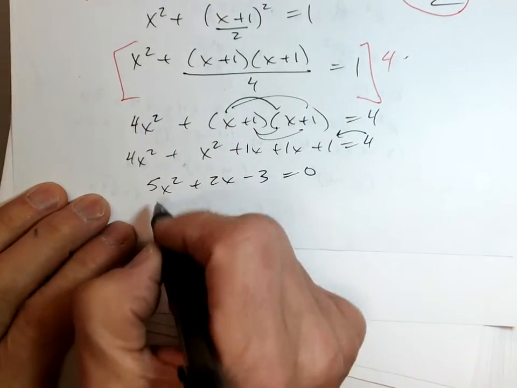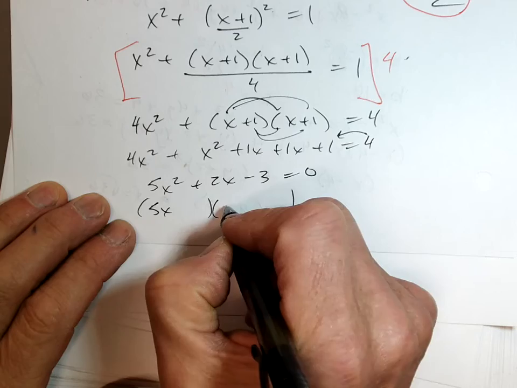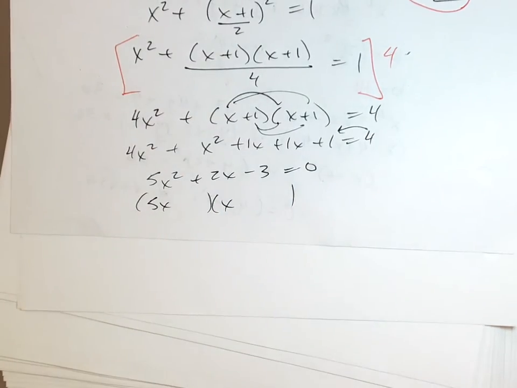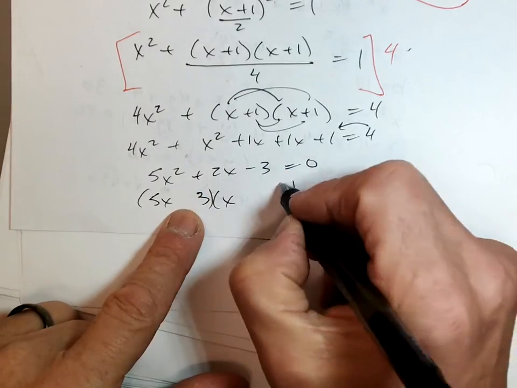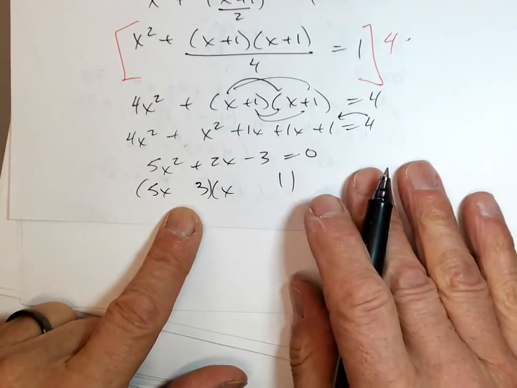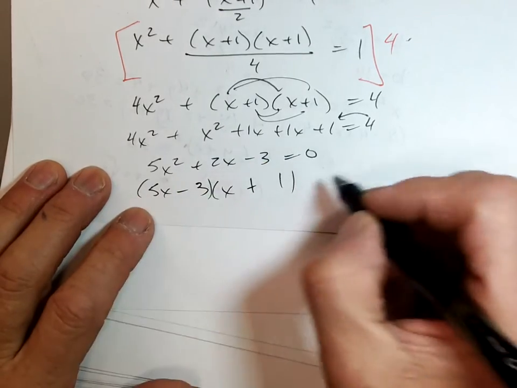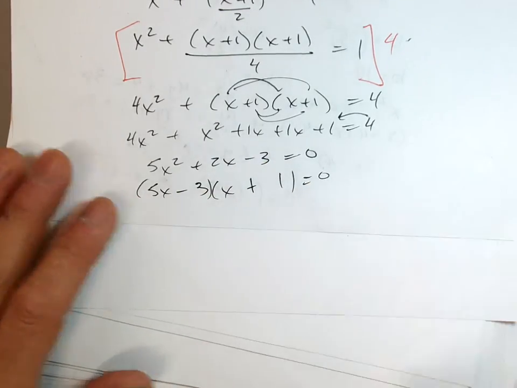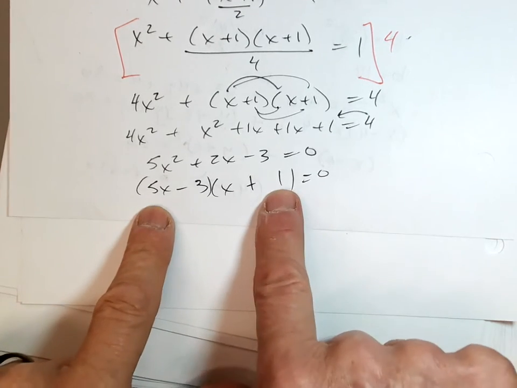So if I factor this, I'll get 5x and x, and multiples of 3. I've got a 3 here and a 1 here, and I want to make the 2. So if I'm careful, if I make this a plus and a minus, I'm just factoring at this point in time, then I'll get my positive 5, negative 3.